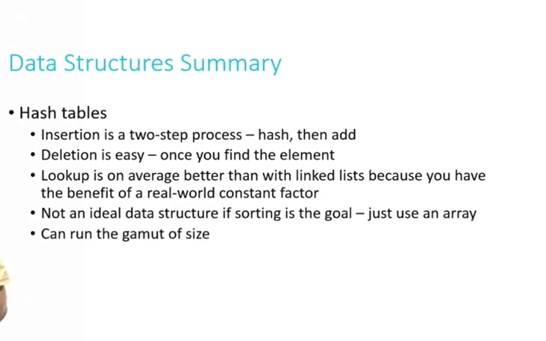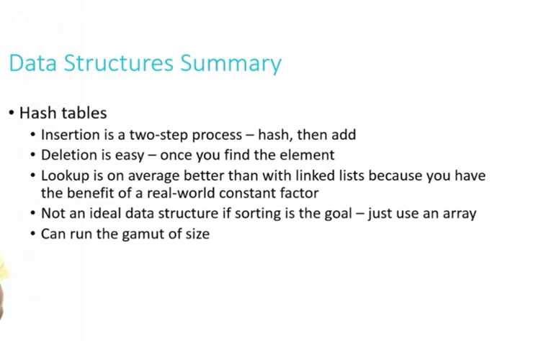Hash tables. Insertion into a hash table is fairly straightforward. It's a 2-step process. First, we need to run our data through a hash function to get a hash code, and then we insert the element into the hash table at that hash code location. Deletion, similar to a linked list, is easy once you find the element. You have to find it first, but then when you delete it, you just need to exchange a couple of pointers if you're using separate chaining.